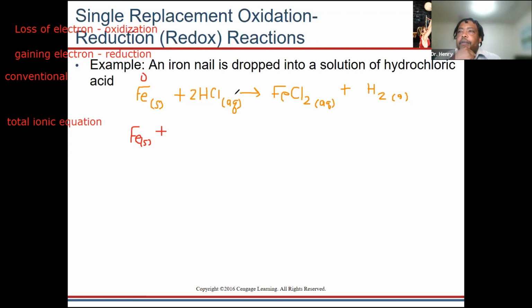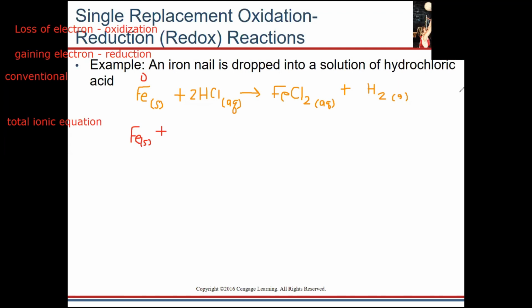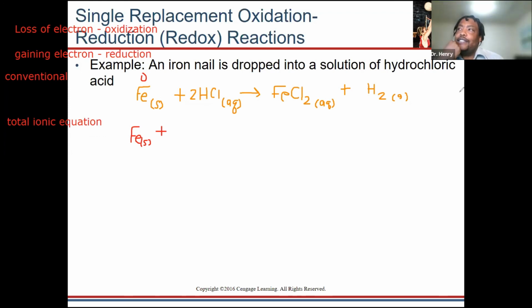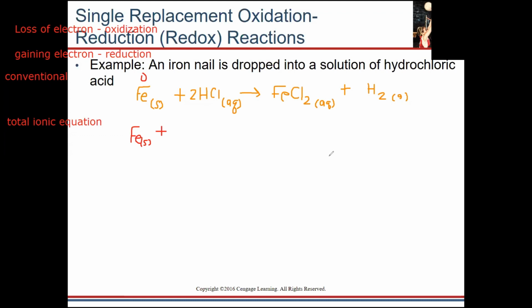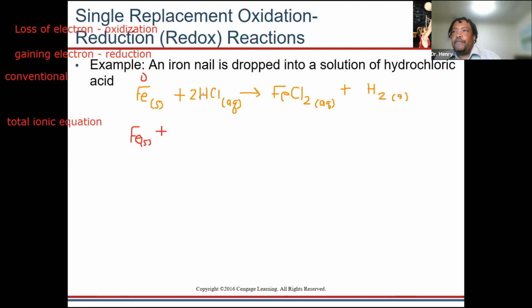Okay, Jalissa, tell me about hydrochloric acid. Is it a strong acid? Hydrochloric acid. Is it a strong acid? Yes. So what do we know about strong acids? Are they going to dissociate or are they going to stay together? They're going to dissociate. So what are we going to get? In the case of hydrochloric acid, we're going to get what?